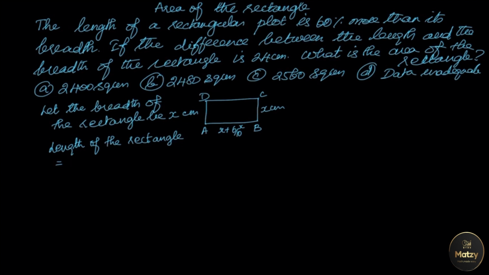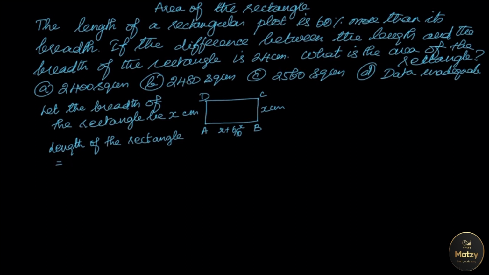In this problem, we are going to find out the area of the rectangle by using the given information. Four options are also given in this problem. We have to find out the correct answer and check which option is correct. The length of a rectangular plot is 60% more than its breadth.